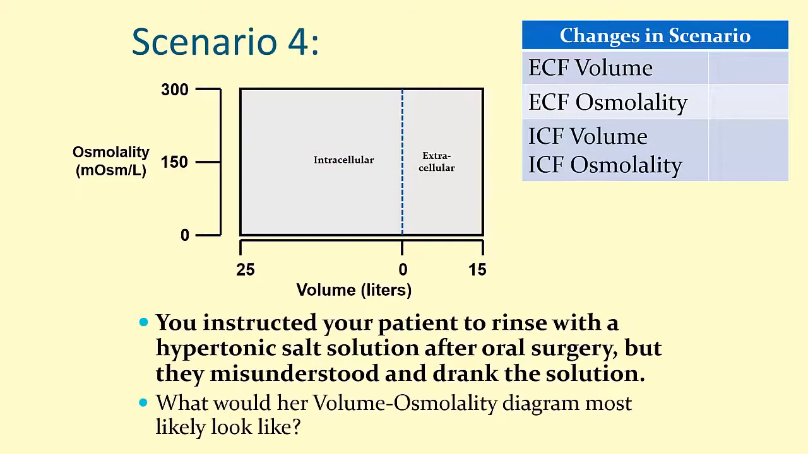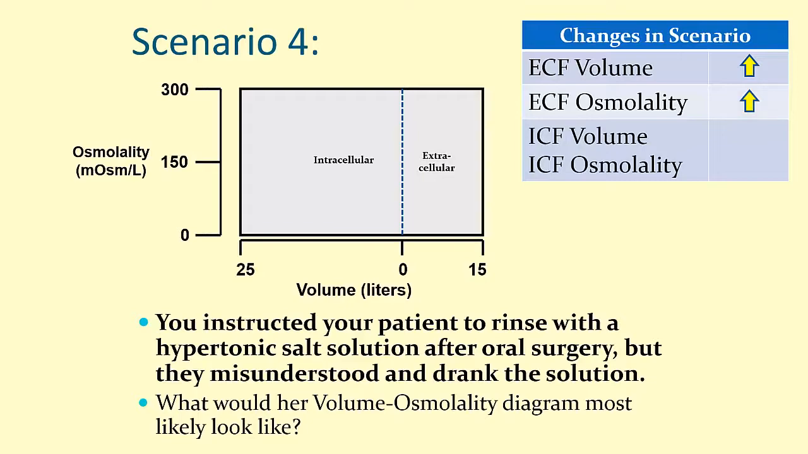Patient 4 was provided with a hypertonic salt solution to use as a rinse after an oral surgical procedure. However, the patient misunderstood and drank the highly concentrated saline solution. In this case, the patient has added highly concentrated solutes, sodium and chloride, into the GI tract. If we examine the extracellular fluid volume, the patient has ingested the saline solution, so the extracellular volume would be increased. Additionally, this fluid was very concentrated, so the extracellular osmolality would also be increased.